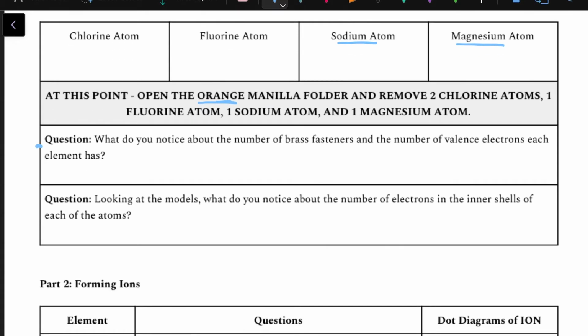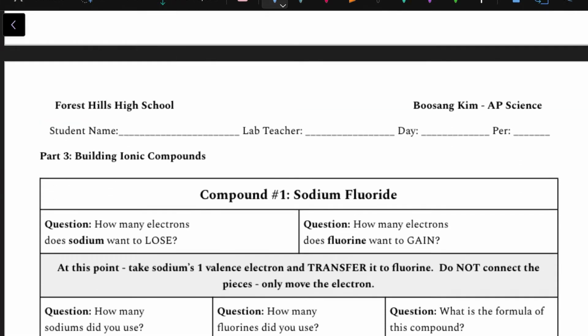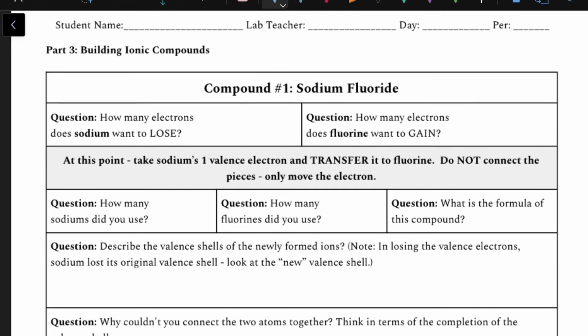Now you have two questions based on what happens when you look at the two models. Then part 2 is talking about what happens when they form ions. For each of these specific elements, you have three questions. Will you gain or lose electrons? How many will it lose? And then what the charge will be. Once you've figured all of that out, it will be easier for you to draw the dot diagrams of those four ions.